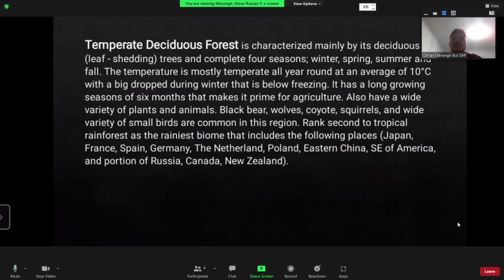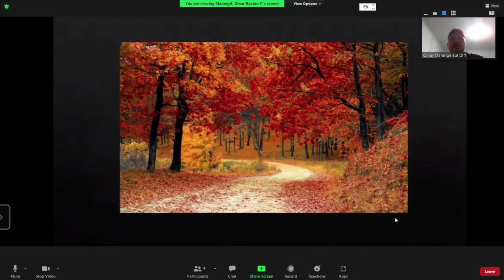So, ang kadalasan nito sa Japan, France, Spain, Germany, Netherlands, Poland, Eastern China, Southeast of America, and portion of Russia, Canada, and New Zealand. So dito sa Pilipinas, since dalawa lang naman yung seasons natin, wala sila dito. Kadalasan, matatagpuan nga lang siya sa ibang bansa. Yan, ito yung example picture niya.